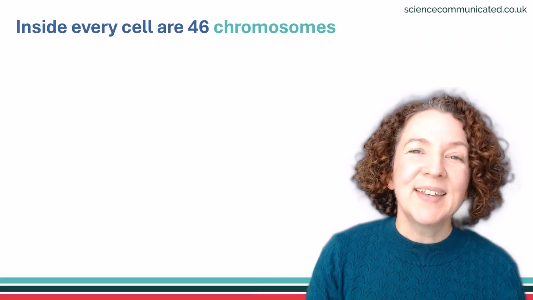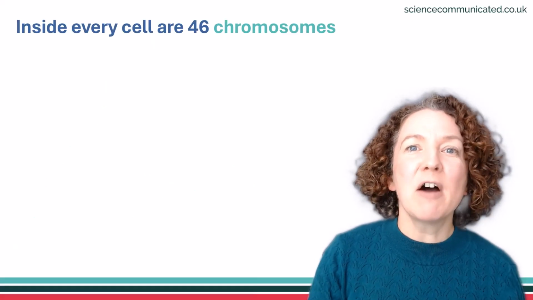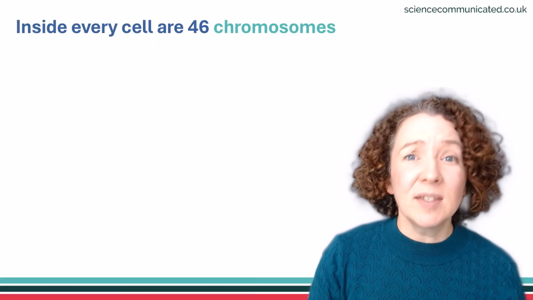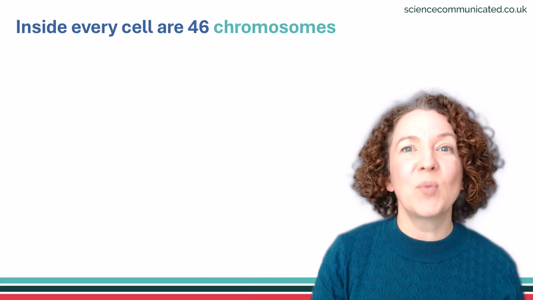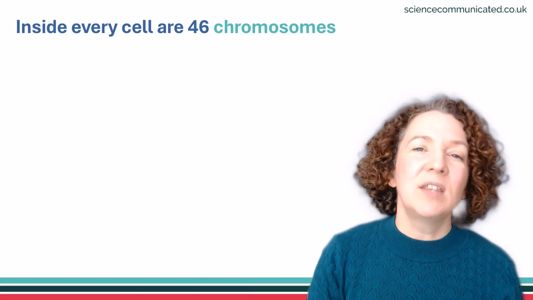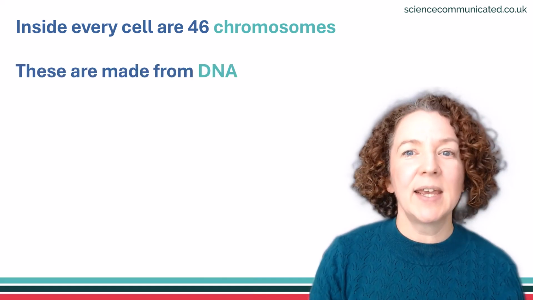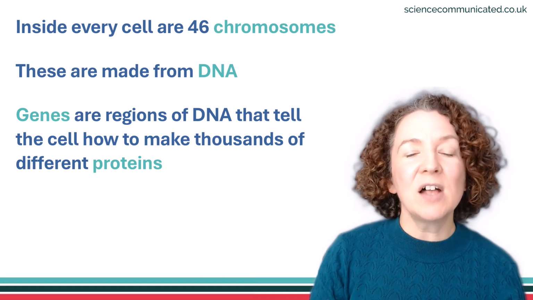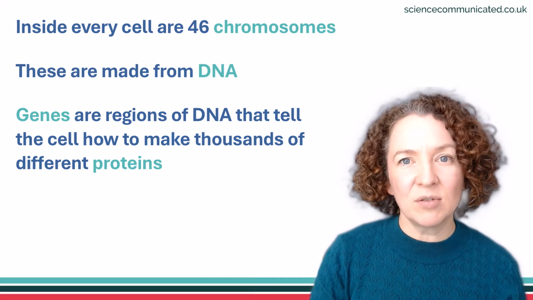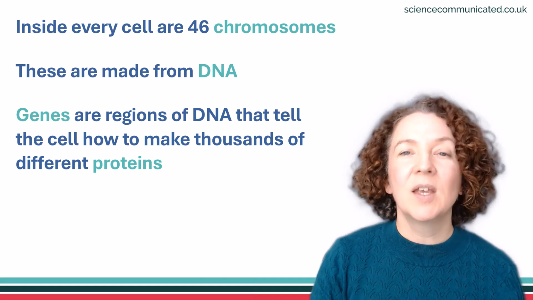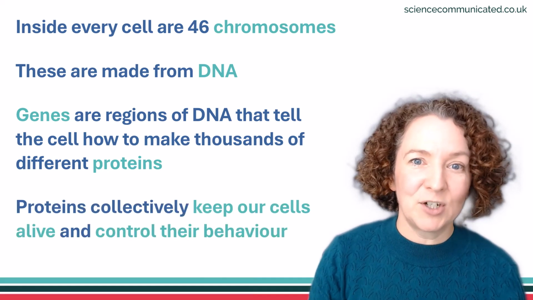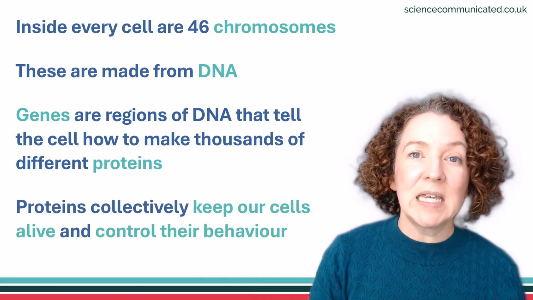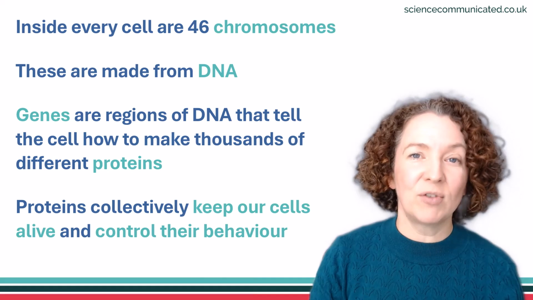In summary, inside every cell in our body are 46 chromosomes, the same chromosomes that came together when egg met sperm. These chromosomes are made from DNA, and within that DNA are regions called genes that tell the cell how to make many thousands of different proteins. Proteins perform many different jobs, and they collectively keep our cells alive and control their behavior.